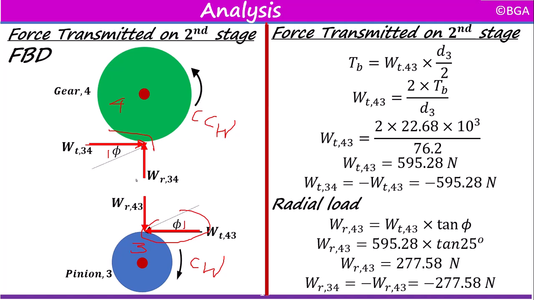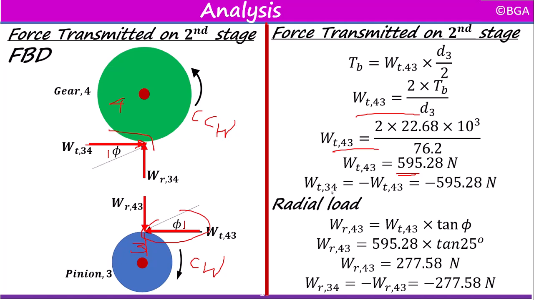So the transmitted force on this stage can be calculated by considering gear 3 or by considering gear 4. So here, let's first find out the force transmitted by considering gear 3. On gear 3, this WT force 3 multiplied by the lever arm, which is D3 over 2, gives you this expression. So if you substitute, you get the force transmitted on the second stage to be 595.8. So this is the force that gear 4 applies on gear 3.